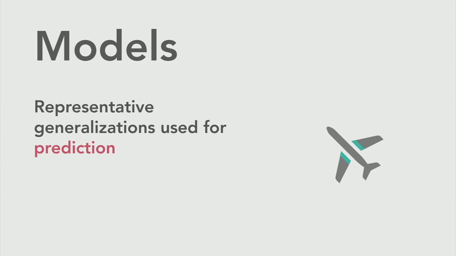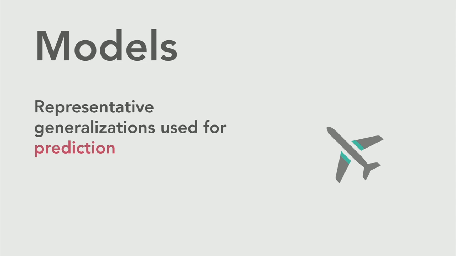Within random forests, and also more broadly within this concept of these machine learning models that we're trying to create, we do want to talk a little bit about what is a model. Now, a model is a representative generalization that is used for prediction. So it's about really being able to take a set of data and make some sort of generalization about that data so it can be used to make a prediction in places that we don't have data, right?